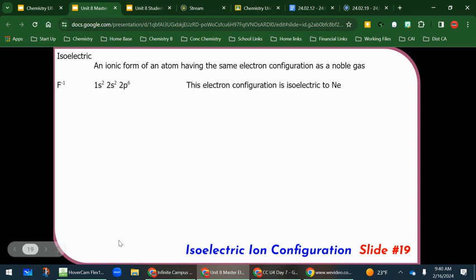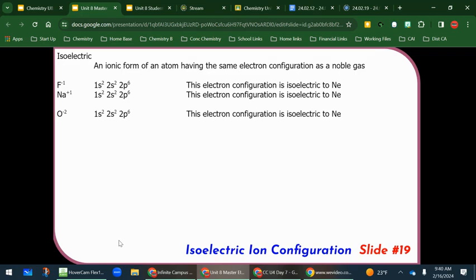So fluorine as a -1 would be 1s2, 2s2, 2p6, the same as neon. So would sodium. Why? Sodium has lost the 3s1. Fluorine has gained from 2p5 to become 2p6. It has gained 1 electron. Sodium has lost 1. Oxygen will gain 2. So instead of 2p4, it gains 2 electrons. Now it looks just like neon.